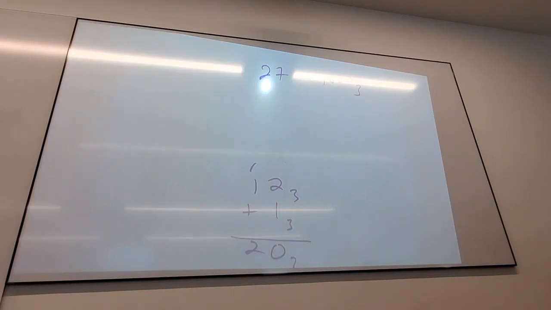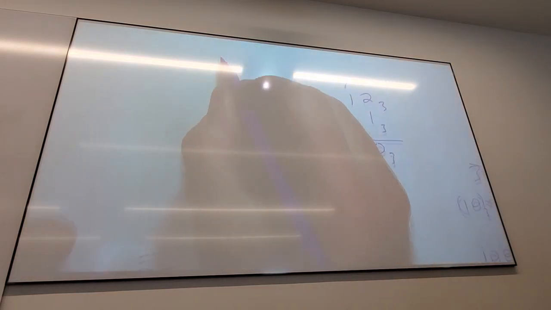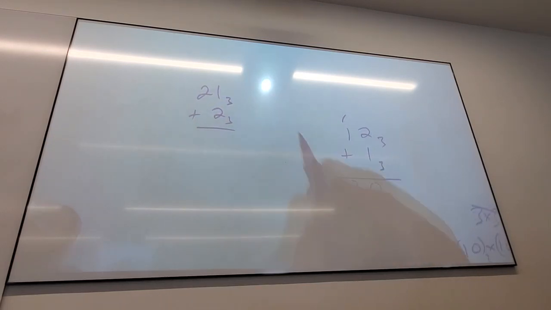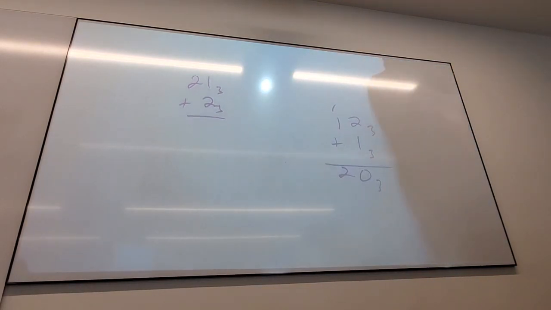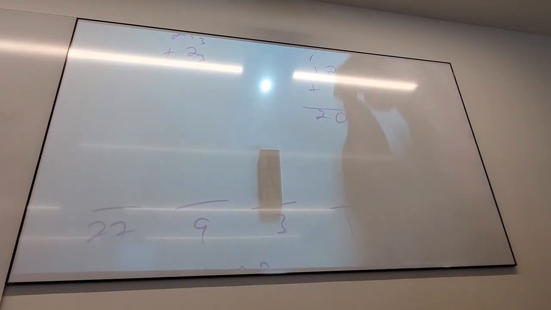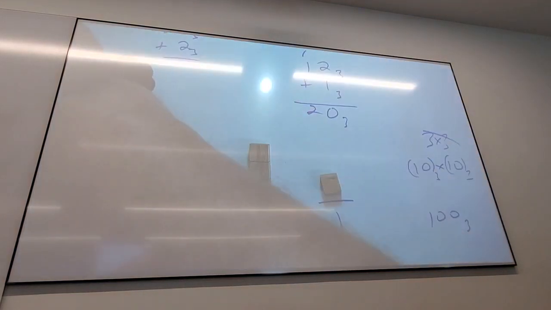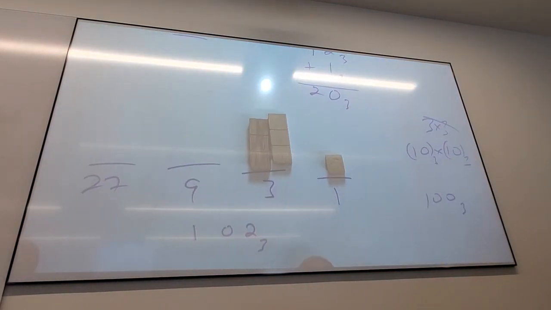Let's do one more to kind of push this over. What if I had 2, 1, base 3, plus 2, base 3? So try to represent that visually. So I have 2, 1, base 3. Everybody with me on that? This is 2, 1, base 3. Is this cool? Okay.